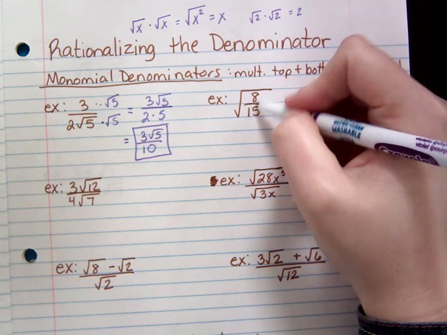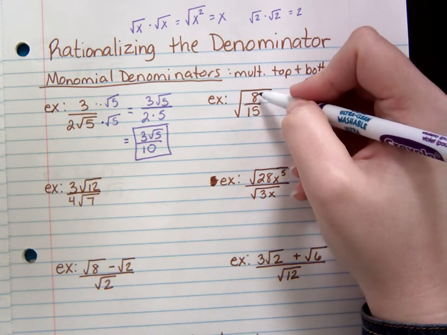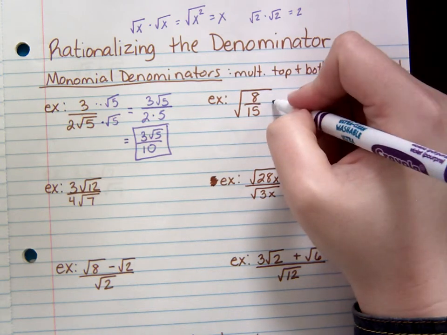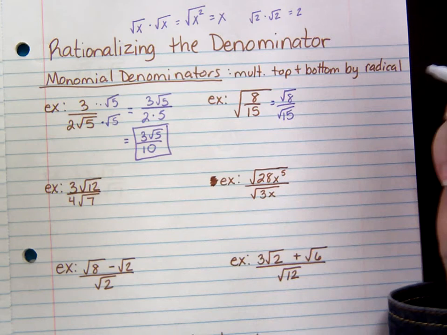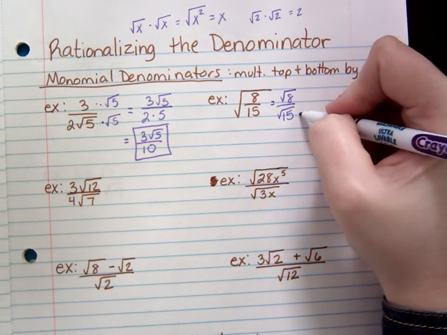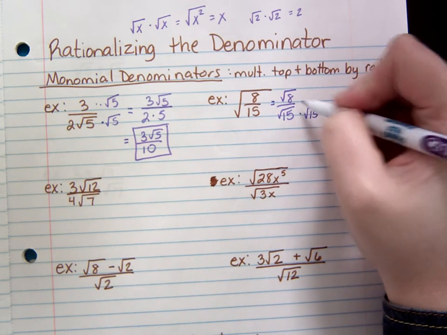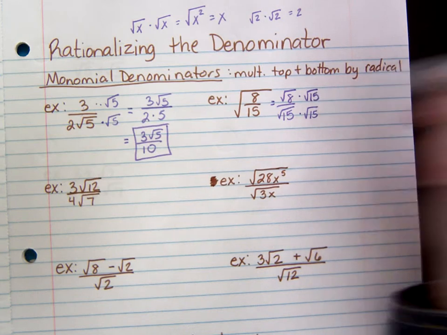Now this one, same idea. 8 over 15 does not reduce, so we break it up into 2 pieces. I'm going to multiply the top and the bottom by the square root of 15.